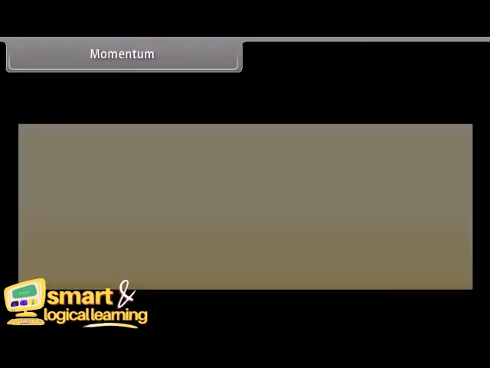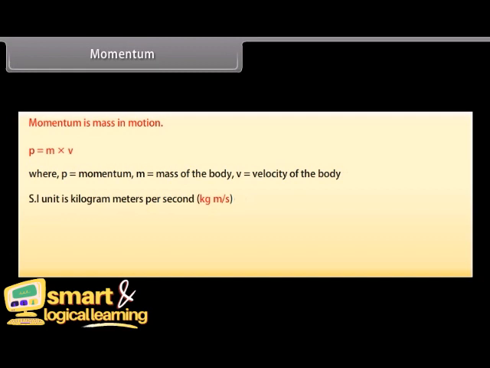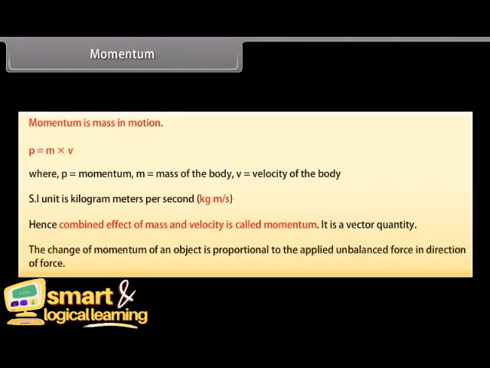Momentum. Momentum is mass in motion. P is equal to m into v, where P is momentum, m is mass of the body, and v is velocity of the body. The SI unit is kilogram meters per second. Hence, the combined effect of mass and velocity is called momentum. It is a vector quantity. The change of momentum of an object is proportional to the applied unbalanced force in the direction of force.